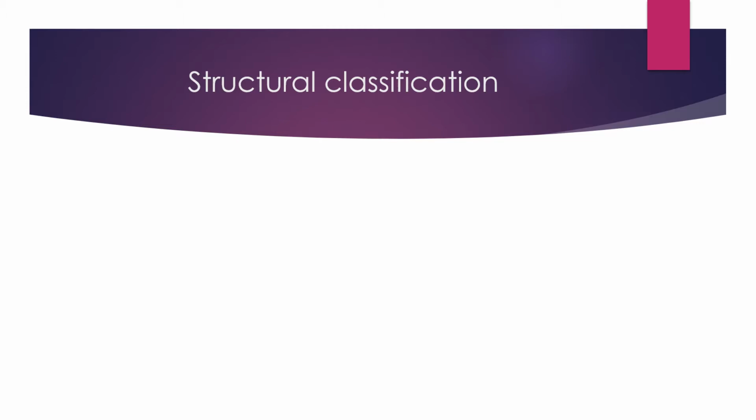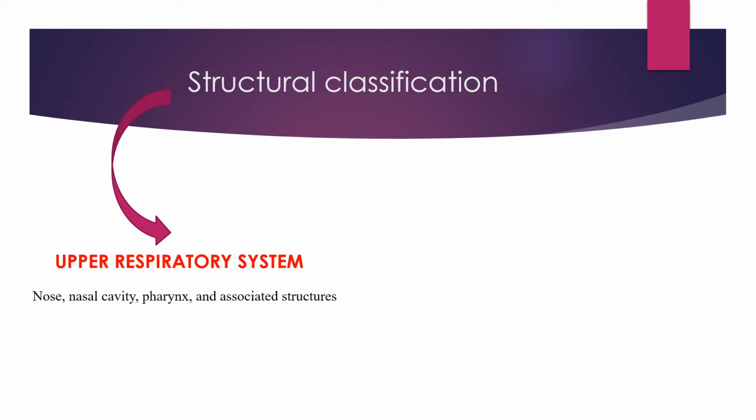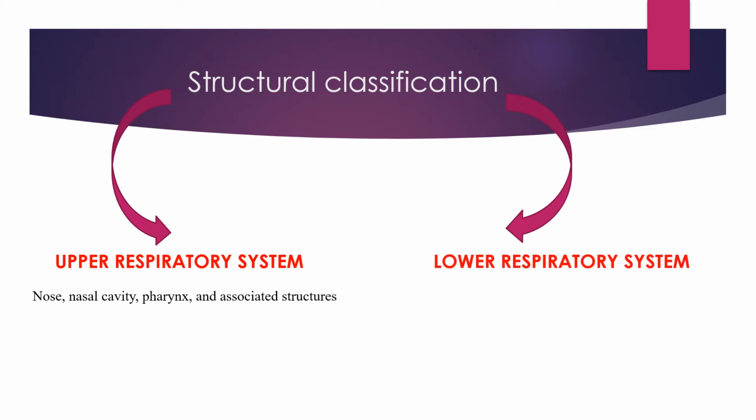Let's see the classification of the respiratory system. So the respiratory system is basically classified in two different ways. First one is the structural classification. So structural classification includes the upper respiratory system. This upper respiratory system consists of the nose, nasal cavity, pharynx and associated structures. Then the second one is the lower respiratory system. This lower respiratory system consists of the larynx, trachea, bronchi and lungs. So these are the two structural classifications: the upper respiratory system and the lower respiratory system.